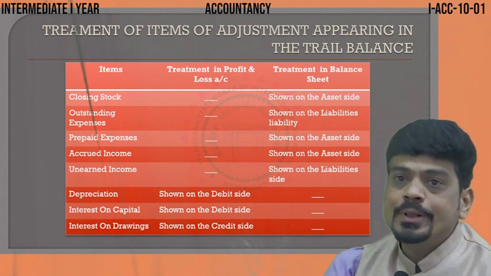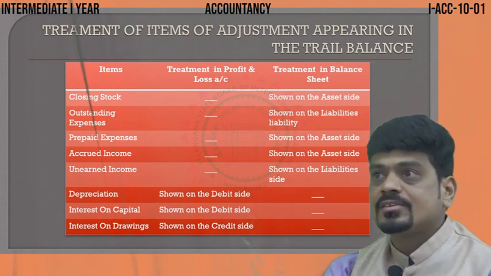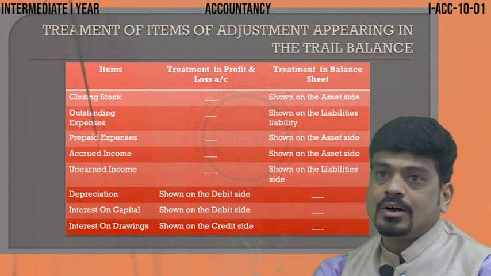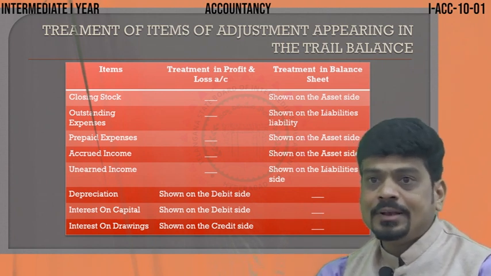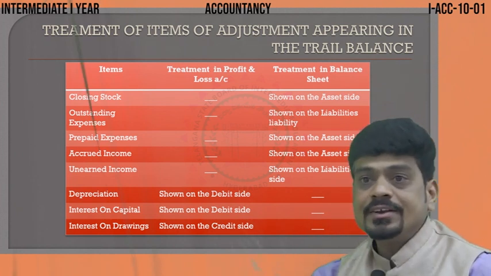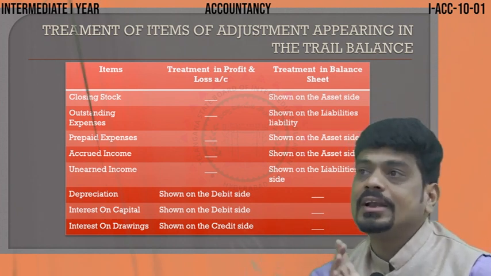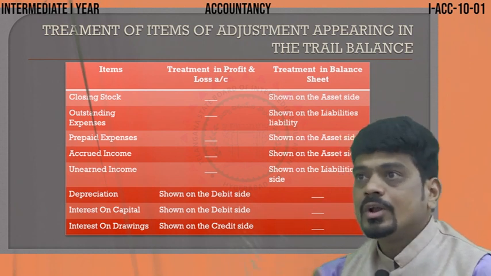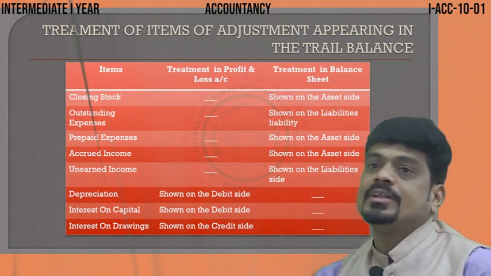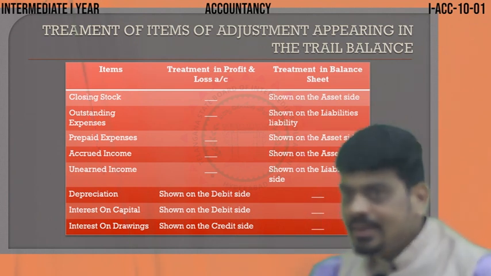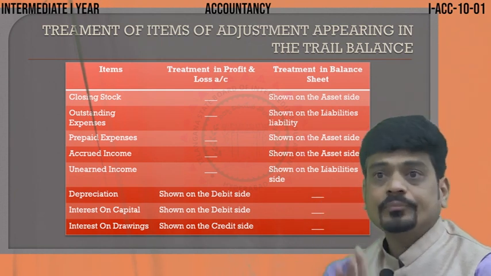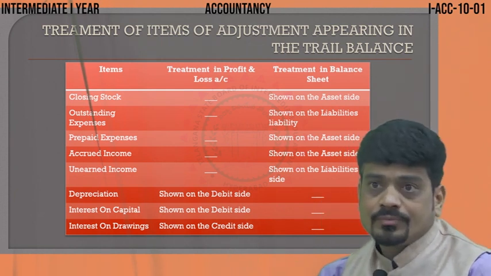Like that, if they give you depreciation in the trial balance, show it only on the debit side of profit and loss account. Interest on capital will show on the debit side of profit and loss account. Interest on drawings will show on the credit side of profit and loss account. These are the 5-6 items which the examiner may give you in the trial balance. If they are given in trial balance, no two effects, only one effect. Accordingly you have to give.